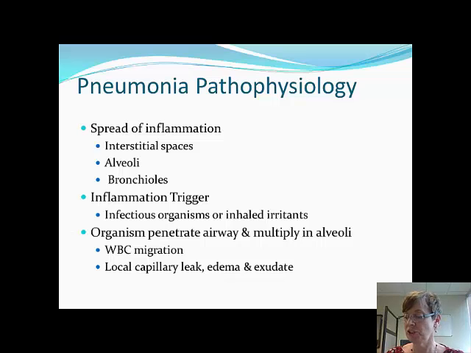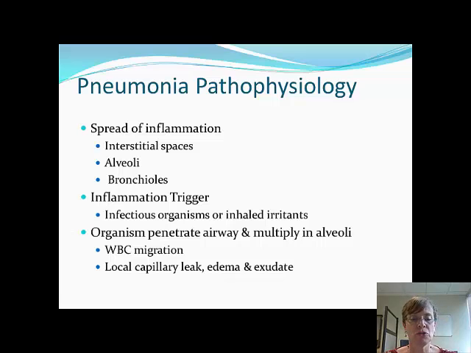So the pathophysiology. Everything starts with inflammation, and it spreads from the interstitial spaces into the alveoli and the bronchioles as well. The infectious organisms, or whatever the inhaled irritants are, really trigger off this whole inflammatory process. So like any inflammatory process, as those pathogens start to multiply within the alveoli, the body's going to respond, and the white blood cells start to migrate to that area.